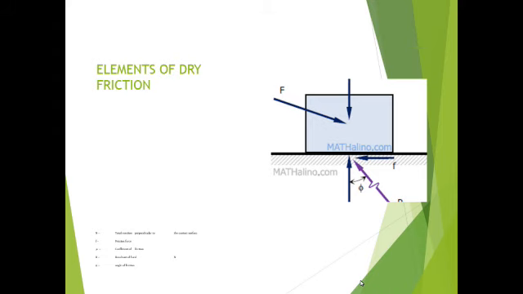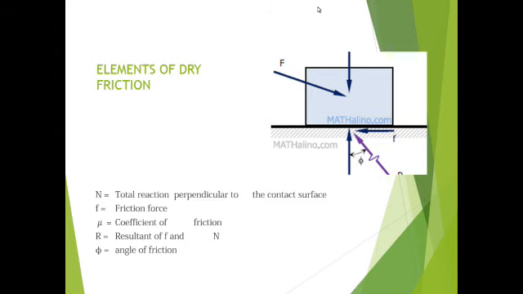So here are the elements of dry friction. N is equal to the reaction perpendicular to the surface, and F is the frictional force, C is the coefficient of friction, and R is the resultant of F and N, and theta is the angle of friction.